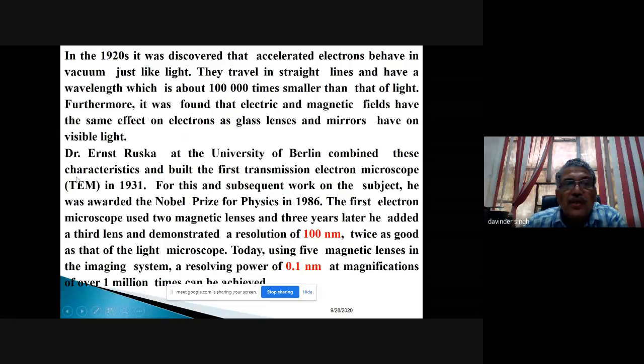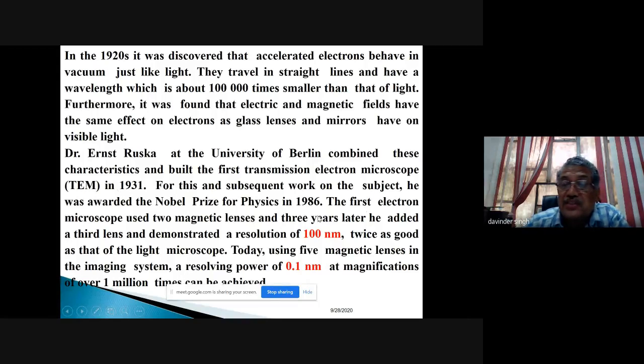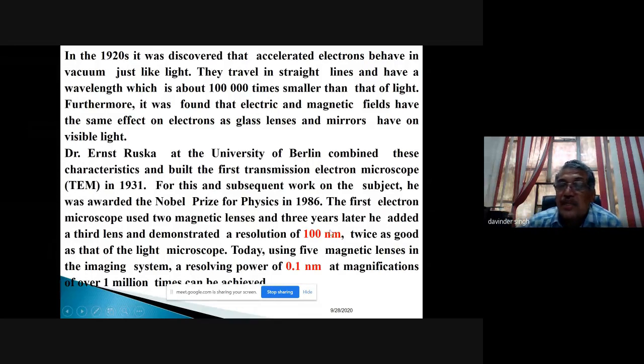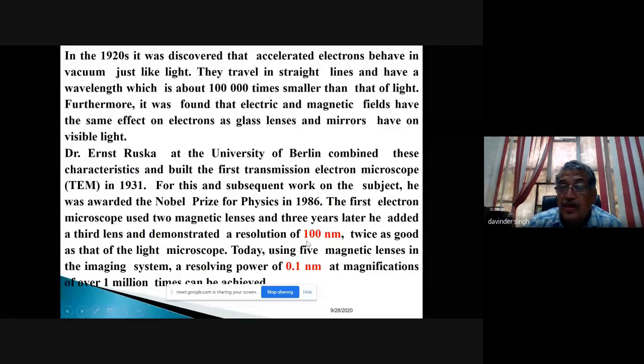Okay, so Dr. E. Ruska at the University of Berlin combined these characteristics and built the first transmission electron microscope. You see, the initial discovery was the transmission electron microscope, not the scanning electron microscope. This was in 1931. For this and subsequent work, he was awarded the Nobel Prize for Physics in 1986. The first electron microscope used two magnetic lenses, that is, electromagnetic lenses basically. Three years later, he added a third lens and demonstrated resolution up to 100 nanometers.